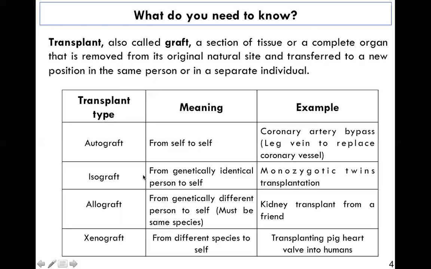Let's learn the second type of graft, called isografts. Look at the first word, iso. Iso means equal, and graft again means transplant. So how can we simply define the isograft? A graft coming from a genetically equal person, just like the word isomer, which means equal formula. So an isograft is from a genetically identical person to self.